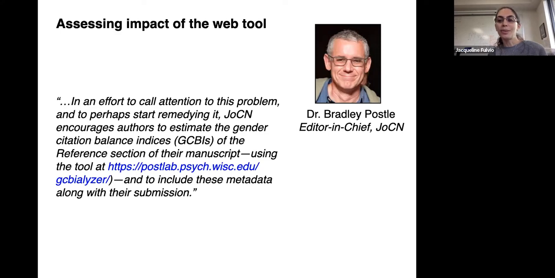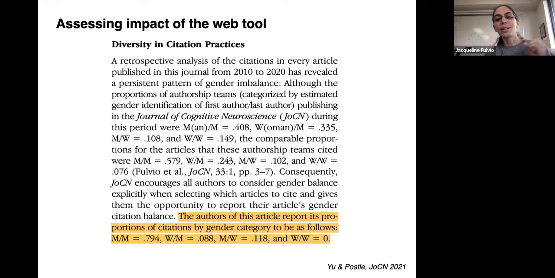And so beginning with the January 2021 first issue of volume 33, all papers published in the journal have included a citation diversity statement, and authors were invited but not obligated to report their gender citation balance in the statement. So here's an example of the statement from one of our group's recent papers since it was unveiled, over the last year. The unhighlighted text is boilerplate and included in all the papers. For those papers in which the authors opt to report the values, a statement like the one highlighted here is included at the end.